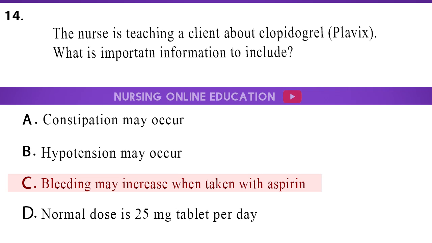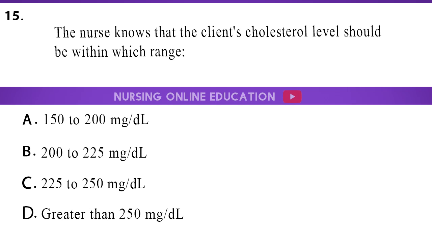The answer is option C. Bleeding may increase when taken with aspirin. 15. The nurse knows that the client's cholesterol level should be within which range? A. 150 to 200 mg per deciliter. B. 200 to 225 mg per deciliter. C. 225 to 250 mg per deciliter. D. Greater than 250 mg per deciliter.